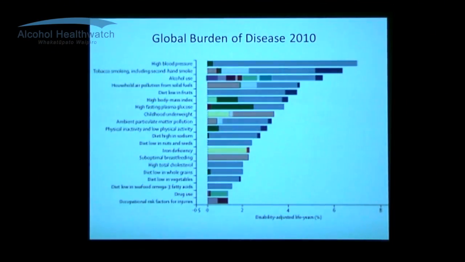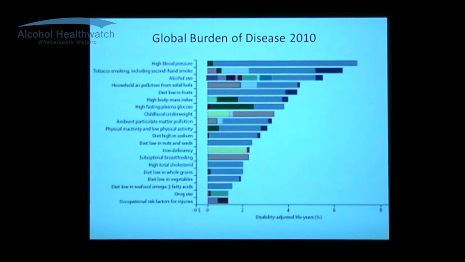There's plenty of evidence that it's a big public health problem, and not just in New Zealand. The new Global Burden of Disease study was published recently, showing that alcohol is the third leading risk factor for health burden in the world. So of all of death and disability across the whole world, alcohol makes up more than 5% of the burden.